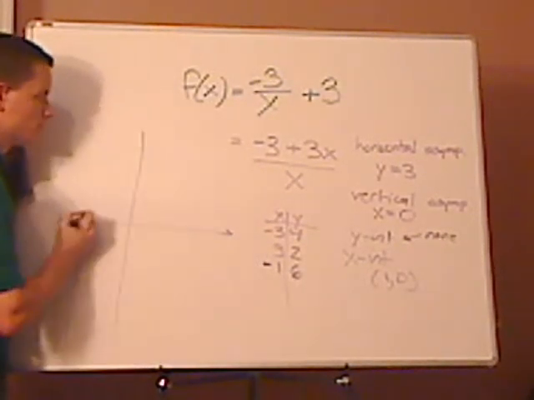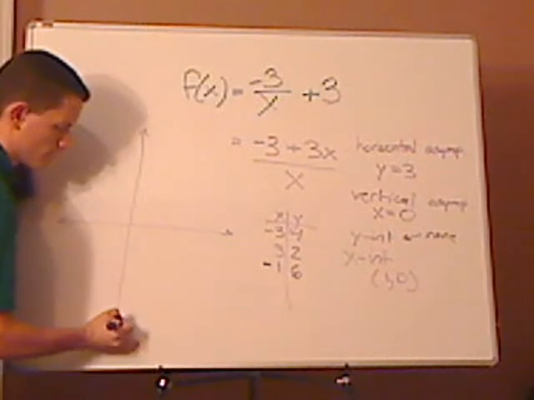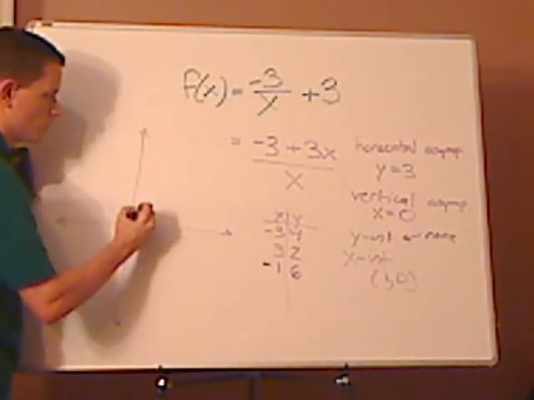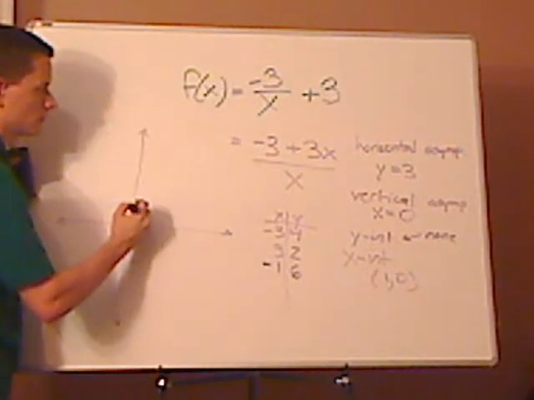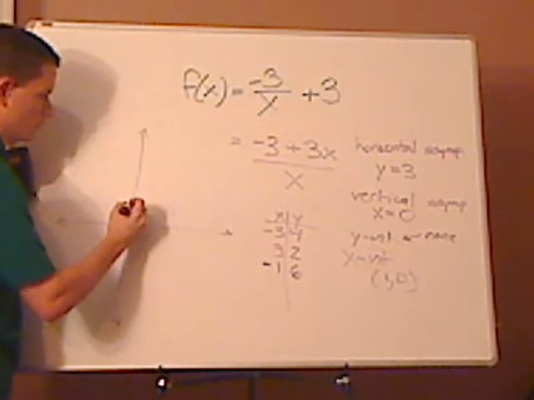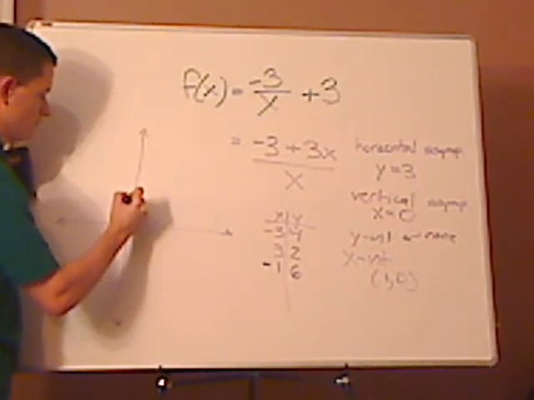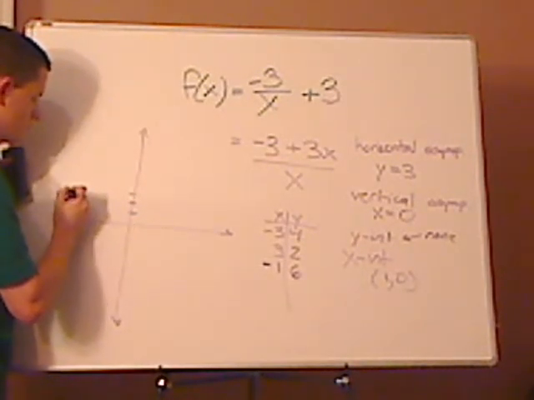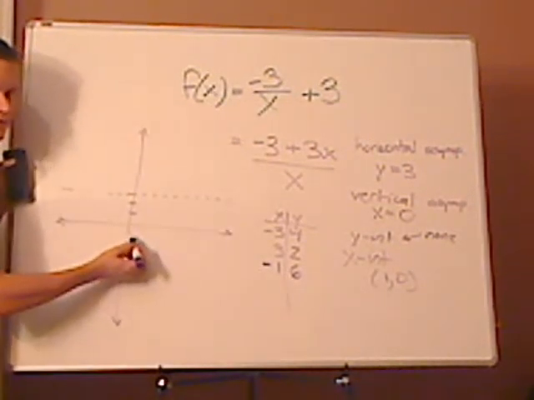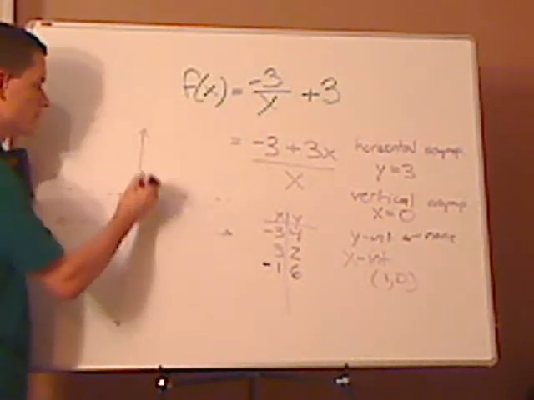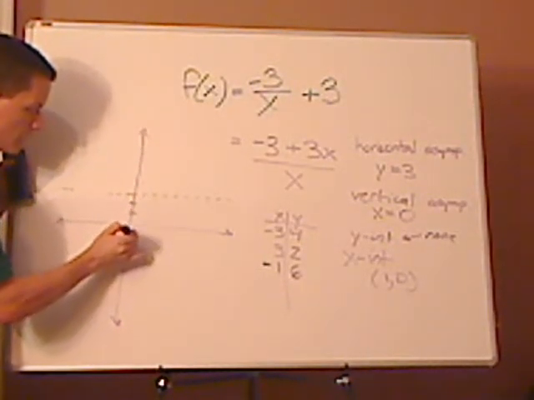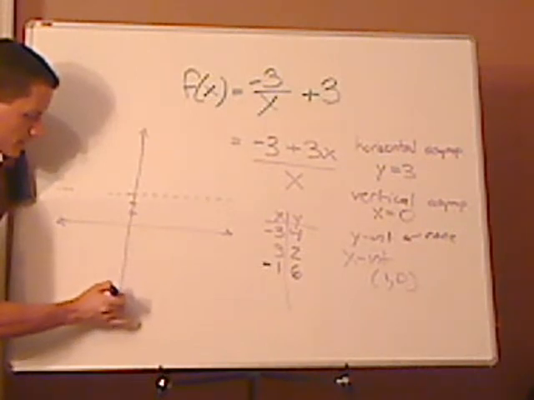First, plot the asymptotes. So you have a horizontal asymptote at y equals 3. One, 2, 3. That's your horizontal asymptote. Then you're also going to have a vertical asymptote, and that's going to be on top of the y-axis. That's x equals 0.